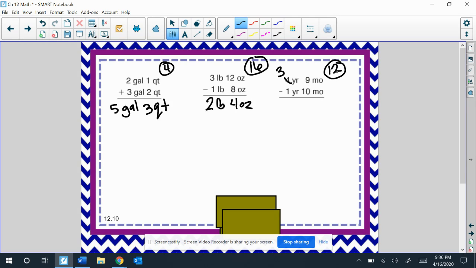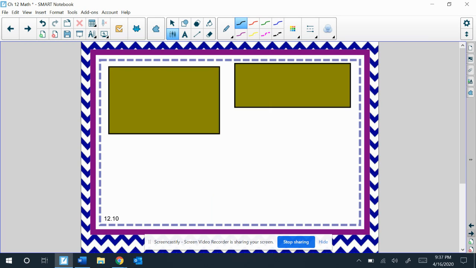9 plus 12, well, if you don't know it off the top of your head, you can put it off to the side and add it up. 9, 10, 11, 21. This is 21. Now I can subtract. 21 subtract 10 is 11. Don't forget your label. 3 subtract 1 is 2 years. 2 years and 11 months. Here's another one.